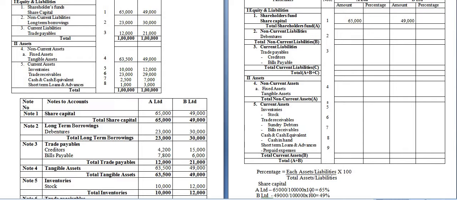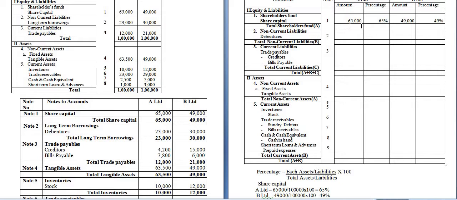into 100 is equal to 65 percentage. Okay. 65,000 divided by 1 lakh into 100 is 65 percentage. Next, B Limited, amount of B Limited is 49,000. Total of liability side of B Limited is 1 lakh. So 49,000 divided by 1 lakh into 100 is 49 percentage. Okay, 49 percentage. Over. Now there is no other information relating to the shareholders fund.